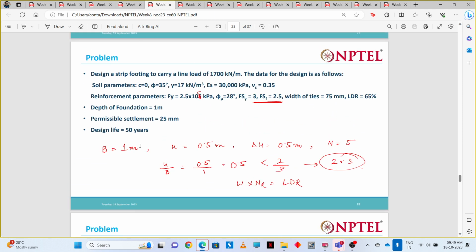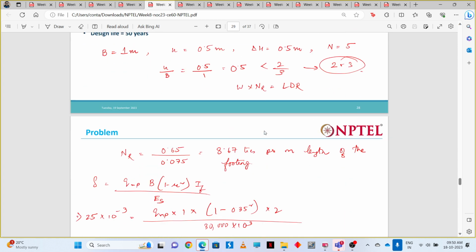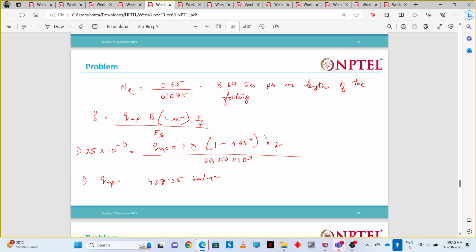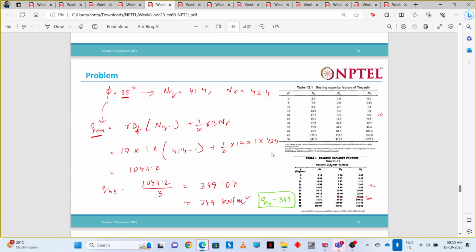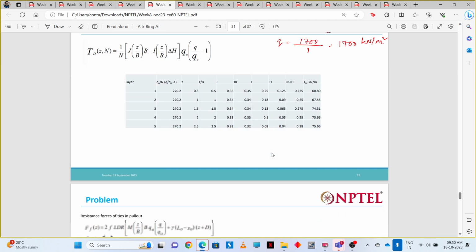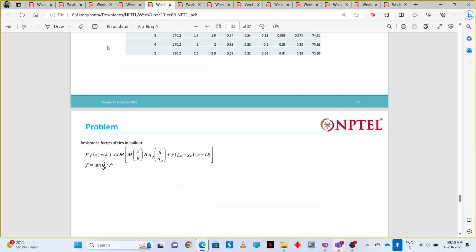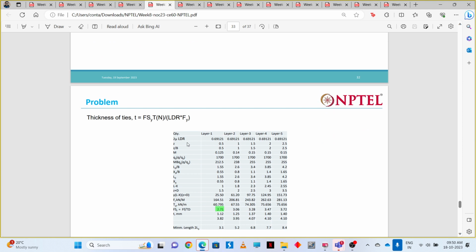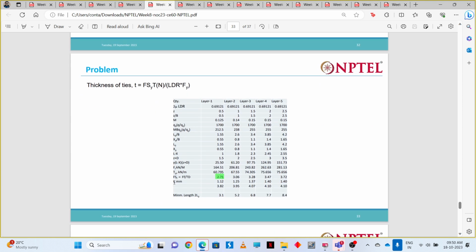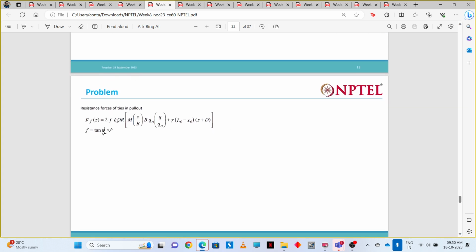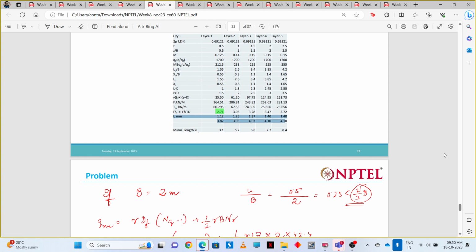Okay, so we have to design a strip foundation. Here we designed a strip footing and chose the number of reinforcement layers and the spacing, all these things we decided. So we made this chart. All these things we did, so I'm not going to repeat. Finally, we decided the thickness of the reinforcement also. Spacing also we decided, thickness also we decided.